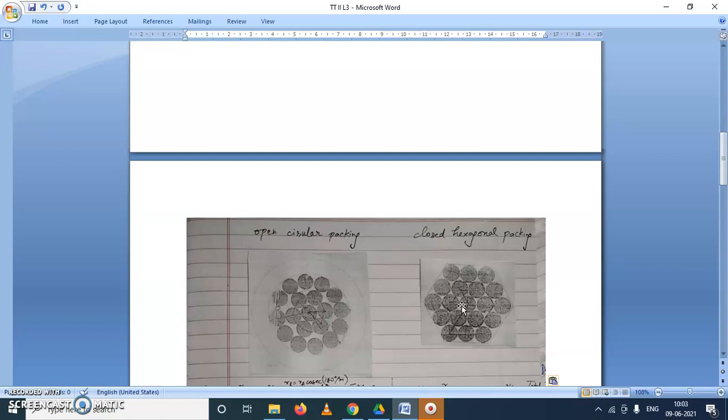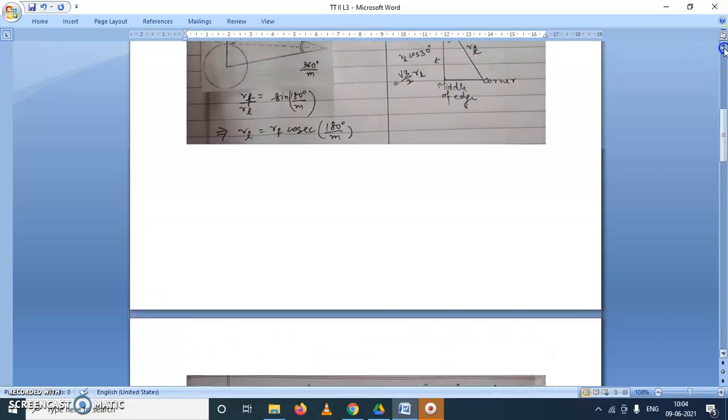Now, why is circular open packing and why is hexagonal packing called close packing? That is what we need to understand. And because it is open packing, we'll do some gap calculations also here. So listen carefully. First, just listen to the basics of these two geometries.